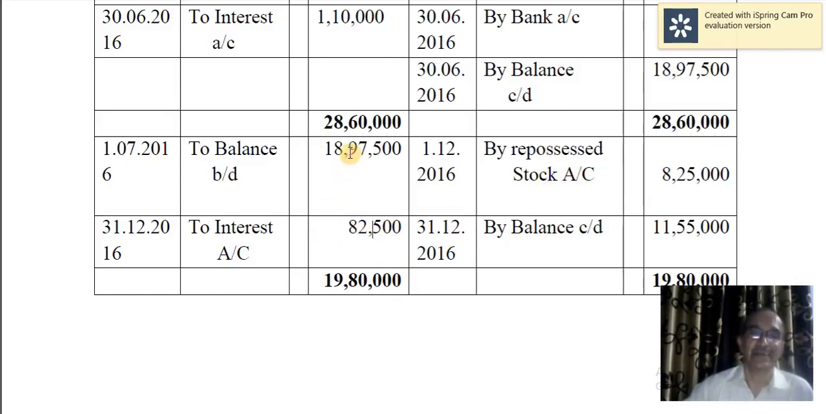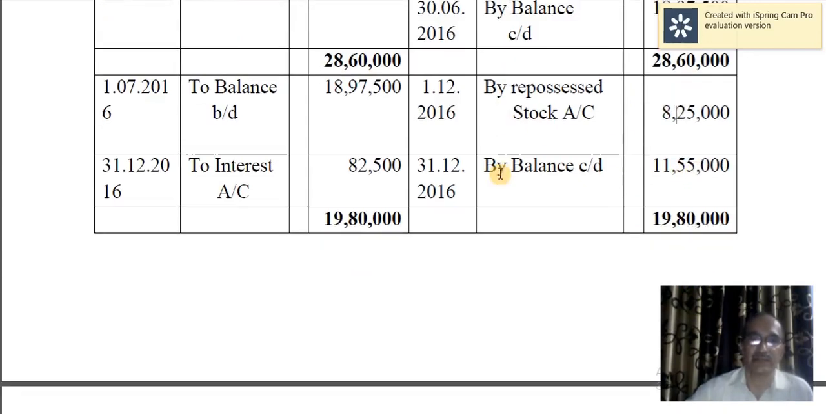So 18,97,500 amount due at the beginning. Interest 82,500 due for the year. Total amount due is 19,80,000. Of that, 2 trucks were taken over by us. Therefore, the agreed value is 8,25,000. Still 11,55,000 is receivable from Mr. Ganesh.